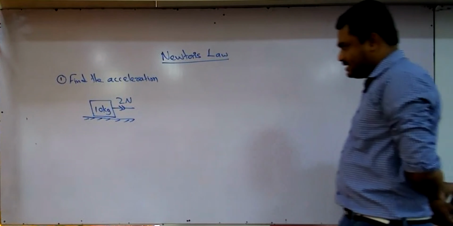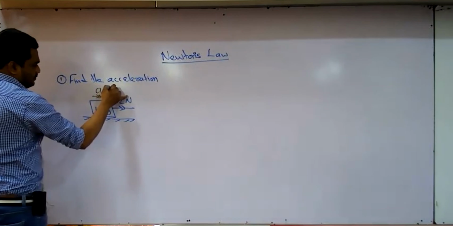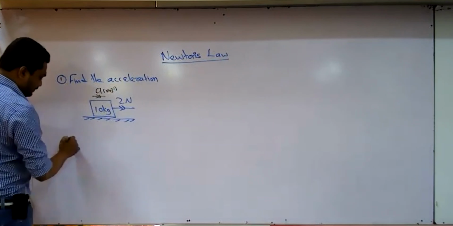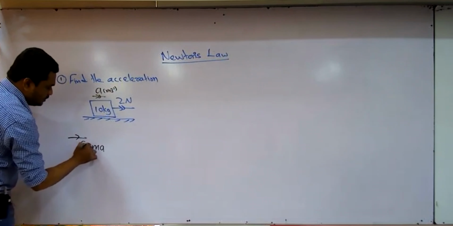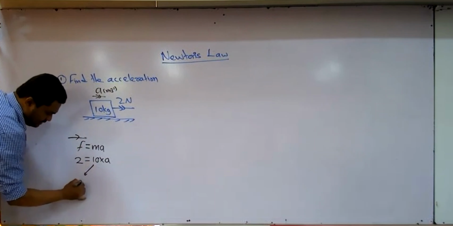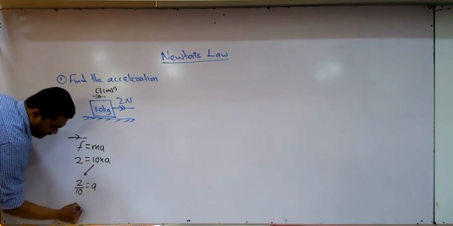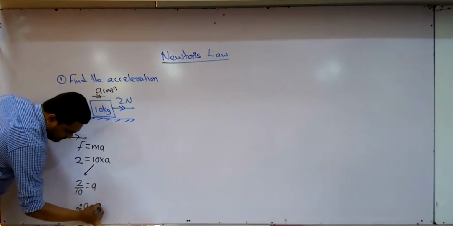The first question is very simple. We want to find the acceleration. So you just want to apply F equals ma. The force is 2, mass is 10. So what should be the acceleration? Just take 10 to this side. 2 over 10 equals a. Therefore, the acceleration is 2 over 10, which means 0.2 meter per square second. That's it. So simple. Who got this answer? Please be very happy. It's okay to be happy.